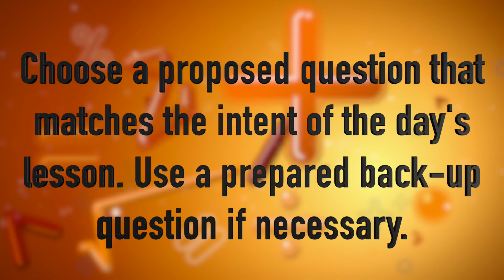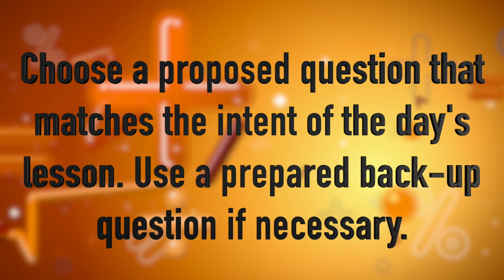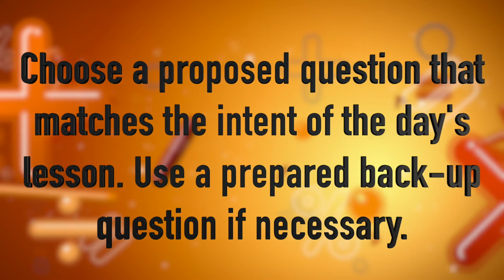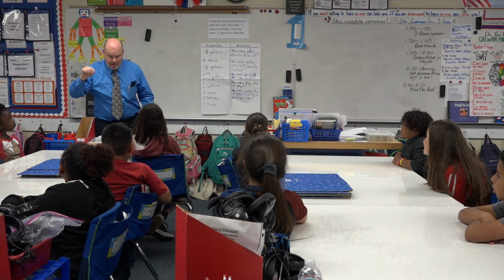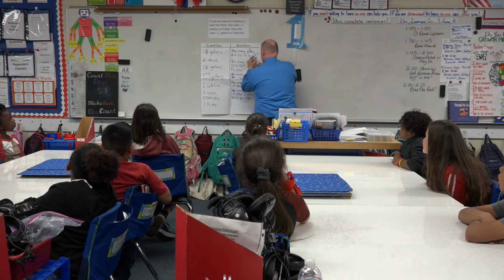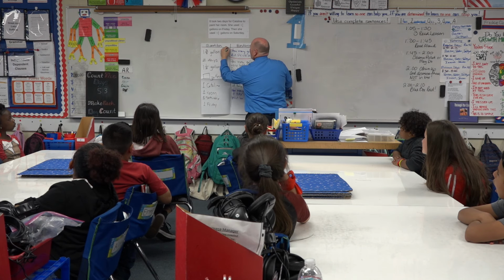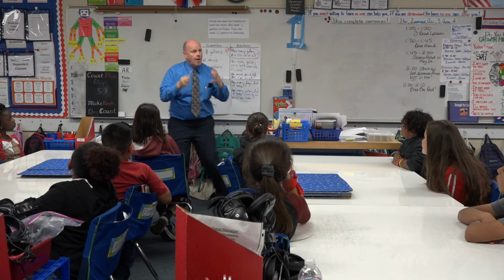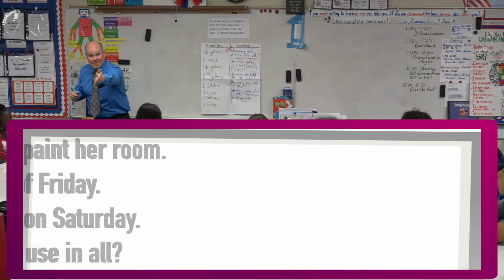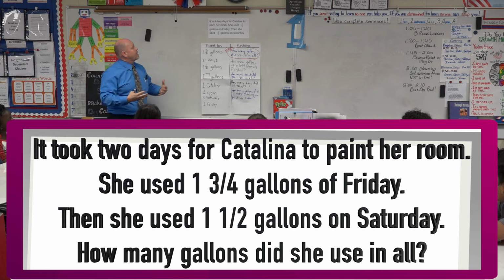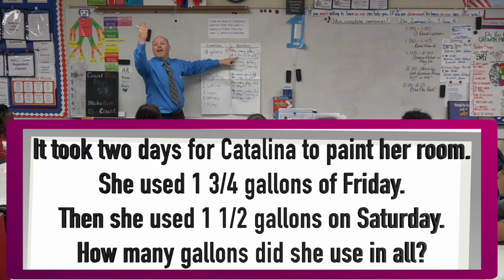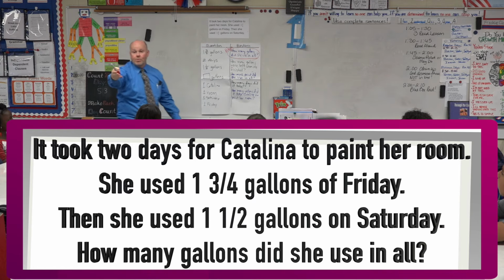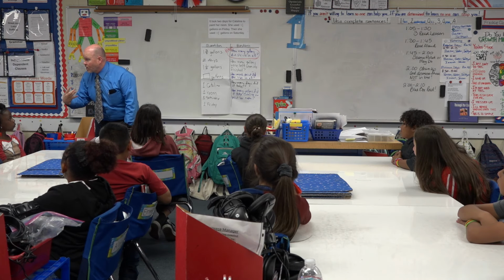These are all good questions. We might answer a bunch of them, but let's start. Who did this one? Tell me your name. Alaya. How do you spell that? A-L-A-Y-A. Cool. So let's begin by working on Alaya's question. I'm going to read the whole story complete with Alaya's question. It took 2 days for Catalina to paint her room. She used 1 3/4 gallons on Friday. She used 1.5 gallons on Saturday. How many gallons did she use in all? That's the question we're going to work on.